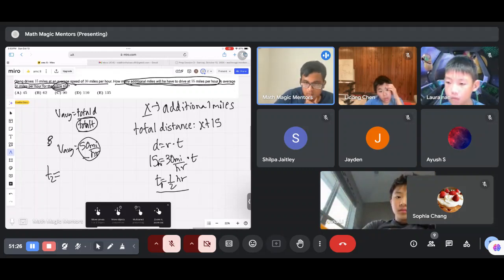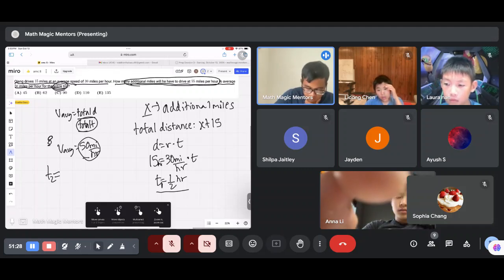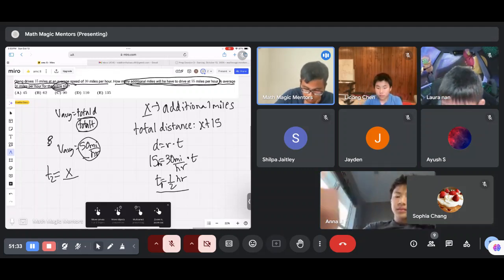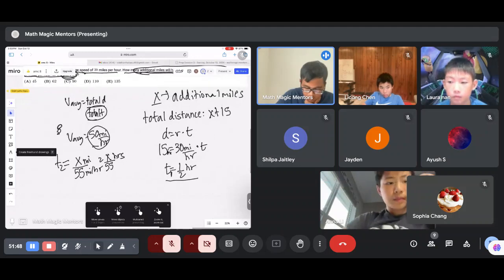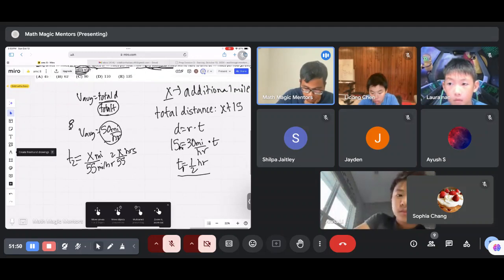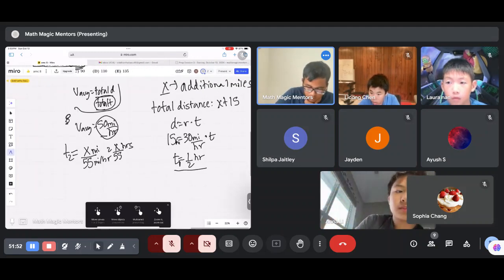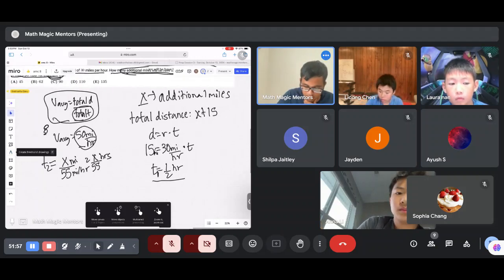Due to a shortage of time, I'll just review the solution. It's gonna be x miles over 55 miles per hour. So you're gonna get x over 55 hours, right? And then we can just set it all equal. We can just plug everything into the relationship and solve for x.